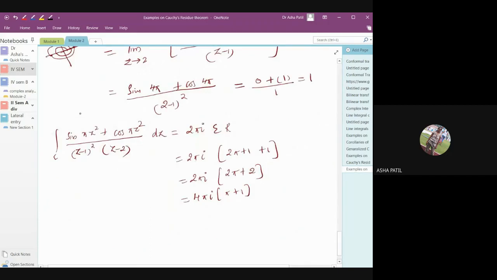I thought I'll start next module. We'll do one more example, and then we'll start the second module. Integral of sin raised to 6z divided by z minus pi by 6 whole cube dz, where C is mod z equal to 1. This example is also important.